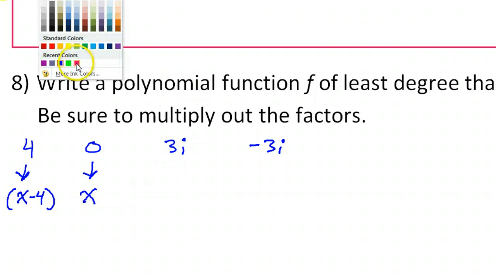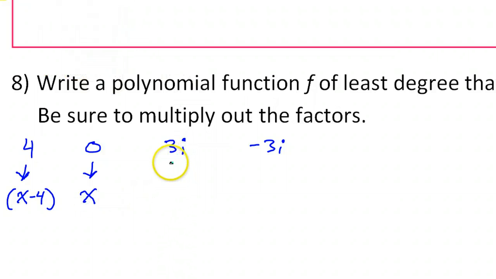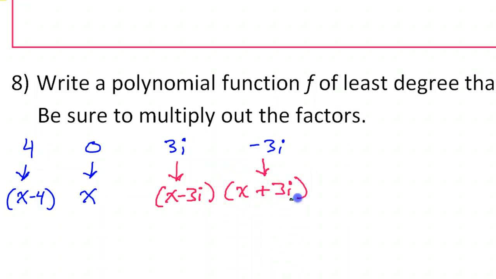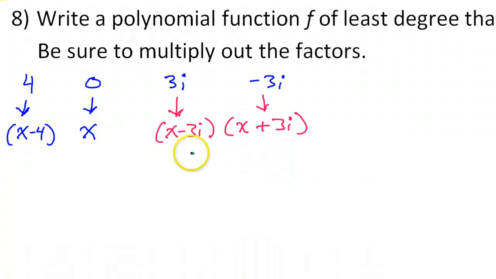Alright, let me switch colors on this one. A zero of 3i would come from a factor of x minus 3i. And a zero of negative 3i would come from a factor of x plus 3i. So what we need to do is multiply all these things together. Now, if I were you, I would multiply the pink factors together, and I'd multiply the blue factors together, and then multiply all that together.